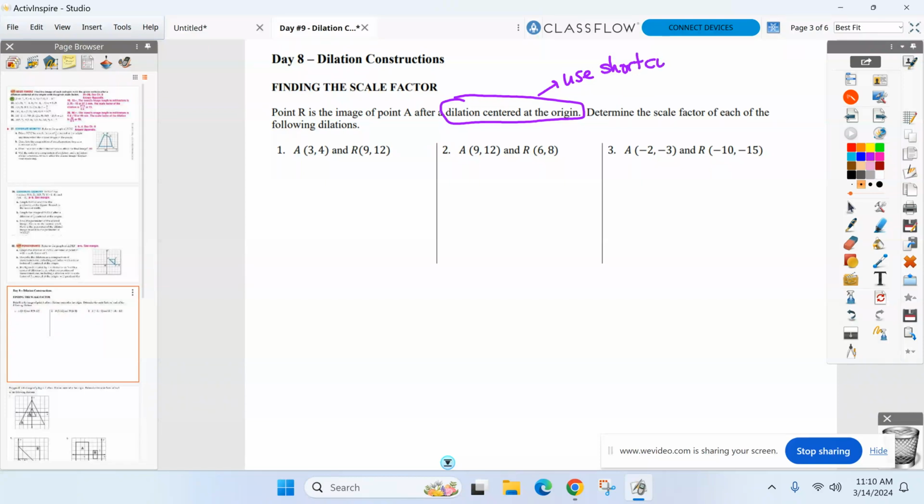Remember the shortcut? If I am centered at the origin, I just take the scale factor and multiply by it, right? The x and the y coordinates. Well, you know the x and the y. Now you've got to figure out what you're multiplying by. Number one's pretty easy, right? How do I go from 3 to 9 and 4 to 12 by multiplying? And again, why do I know it's multiplication? It's centered at the origin.